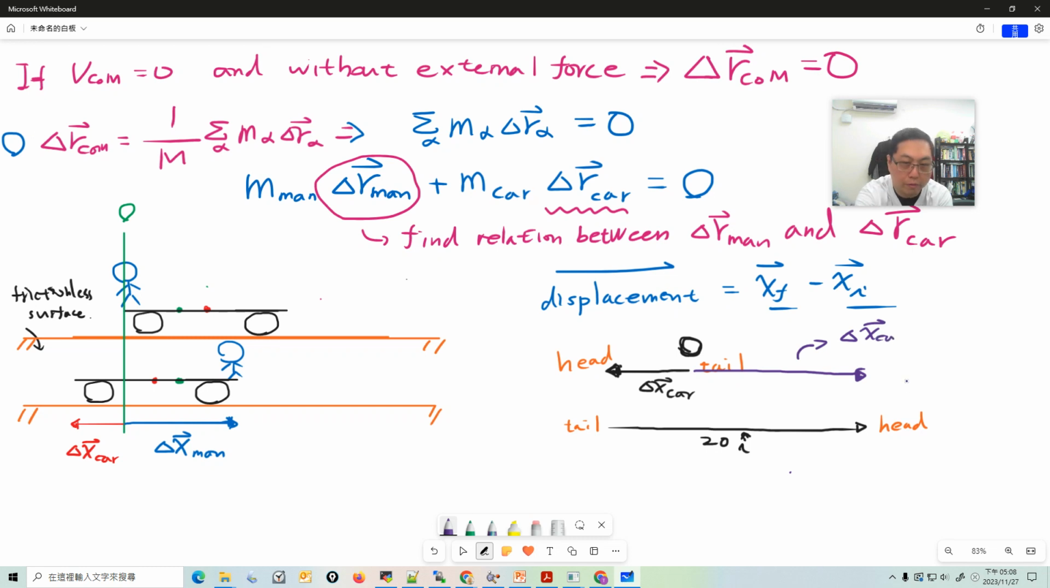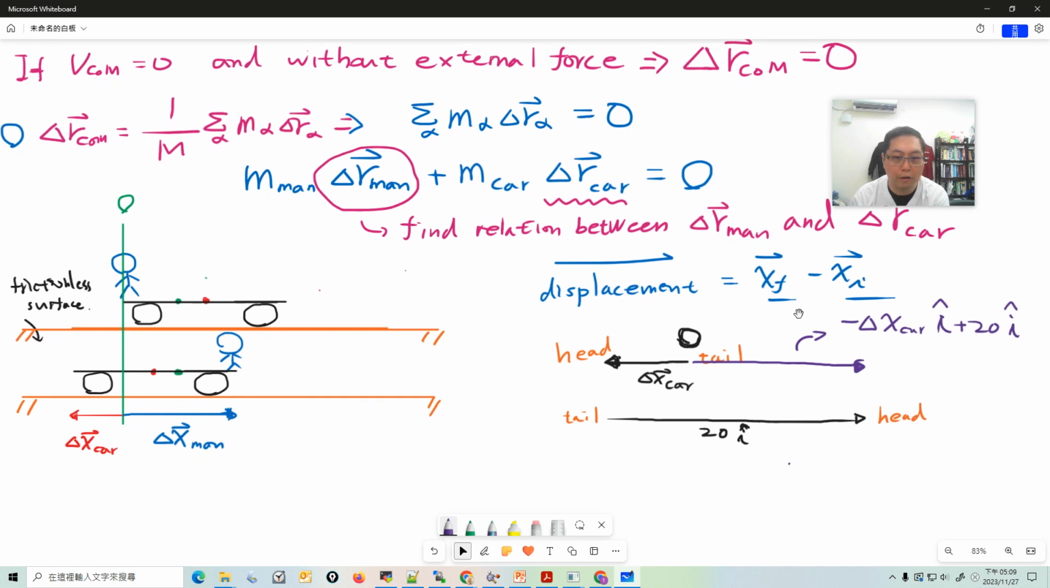Let me look at it more specifically. If we use the unit vector representation, it's delta x car i. Moving to the left, so it's a negative sign, i, and plus 20 i. This is the resulting vector, this purple vector. This purple vector is equal to minus delta x car i plus 20 i. This is a vector addition, so don't forget about this. If you can figure this out, what's the relationship between delta x man and delta x car?